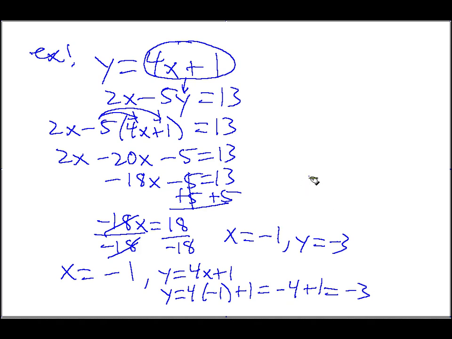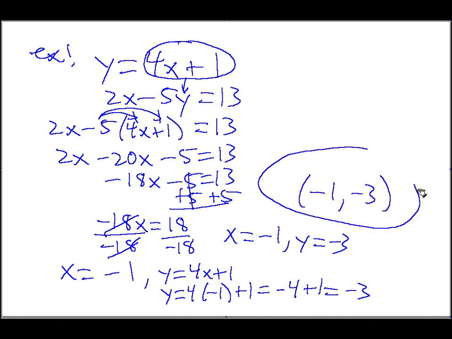And as an ordered pair, then that'll be what? Negative 1 comma negative 3. So our solution is negative 1, negative 3 using the substitution method. All right, let's try another one.